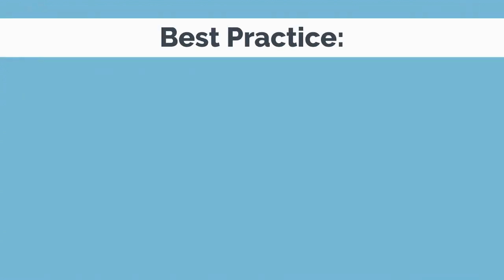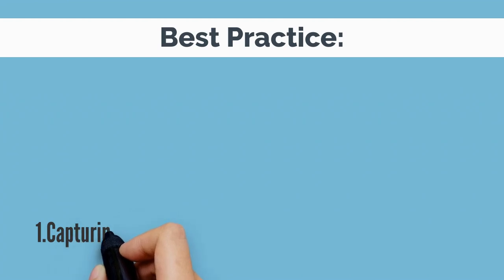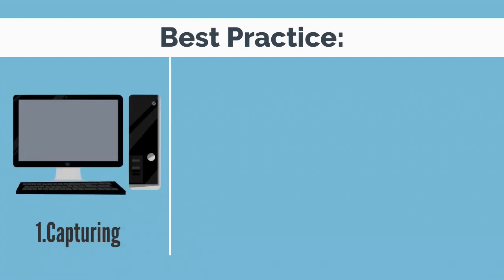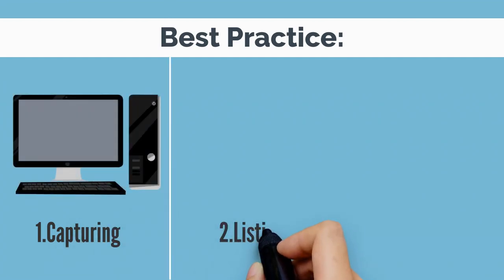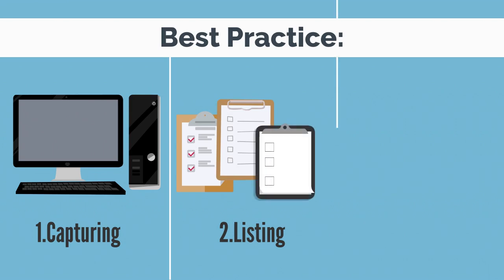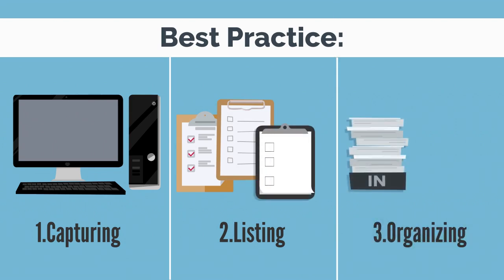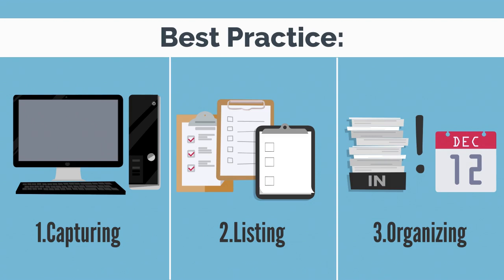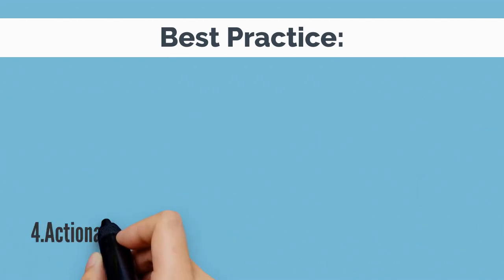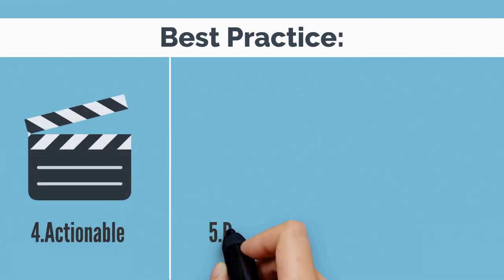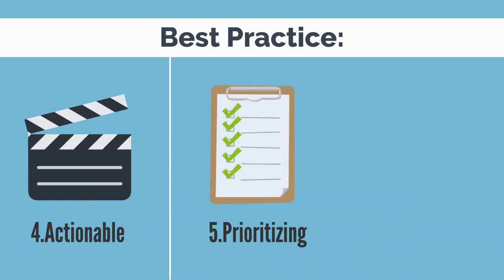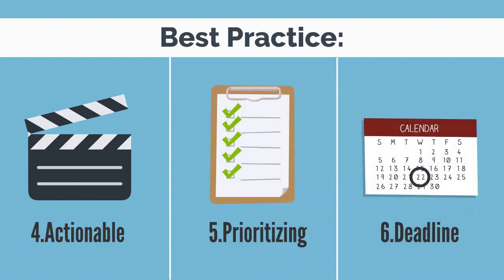When compiling a task list, it is required to follow the best practice. This includes 1. Capturing everything. 2. Making more than one list. 3. Organizing the to-do list by workflow, priority, or due date. 4. Making it actionable. 5. Prioritizing the to-dos. 6. Including a deadline.